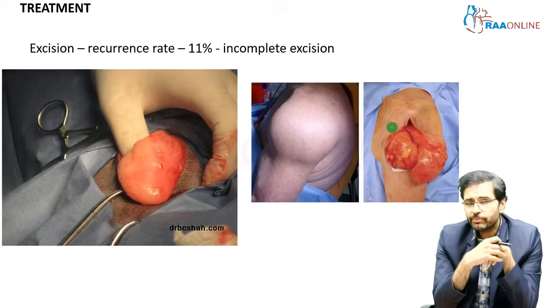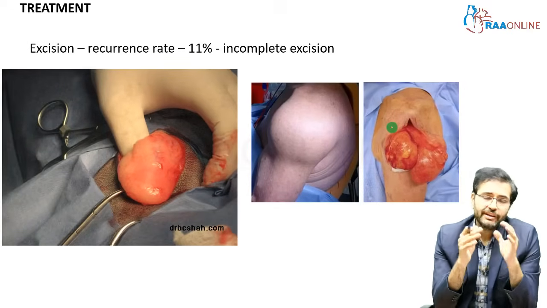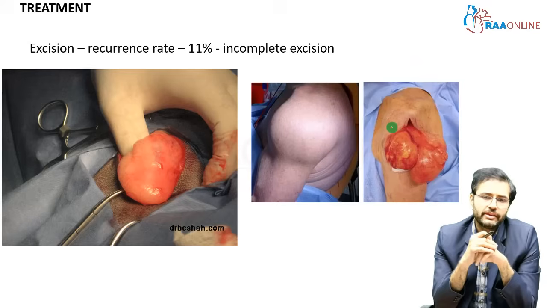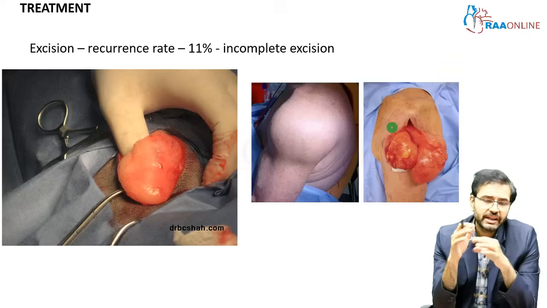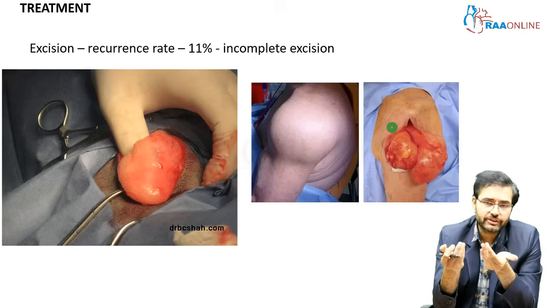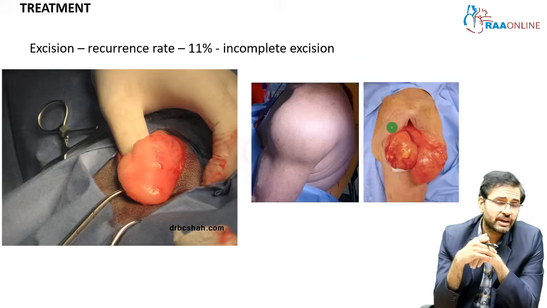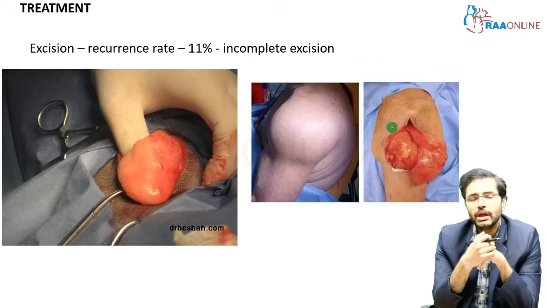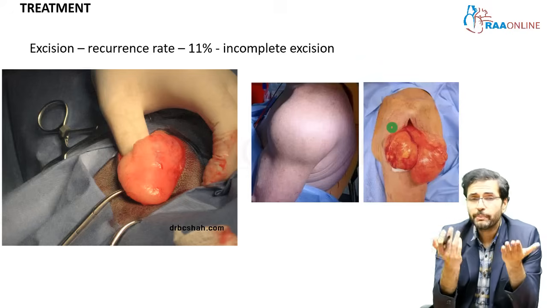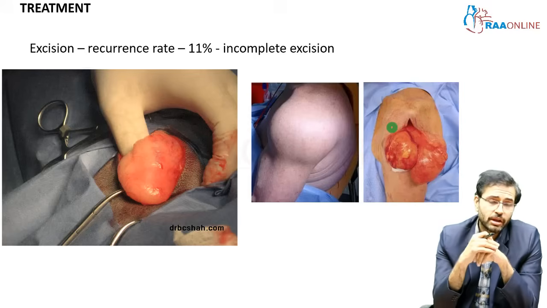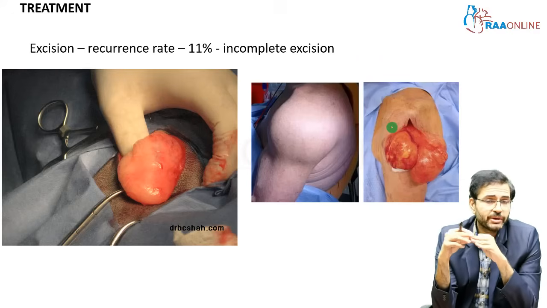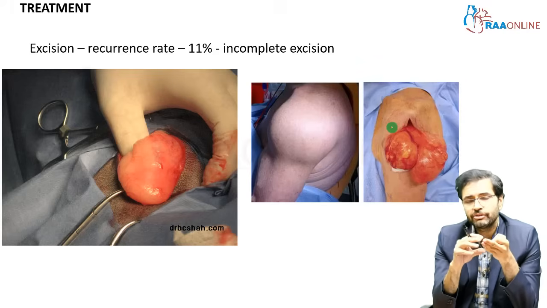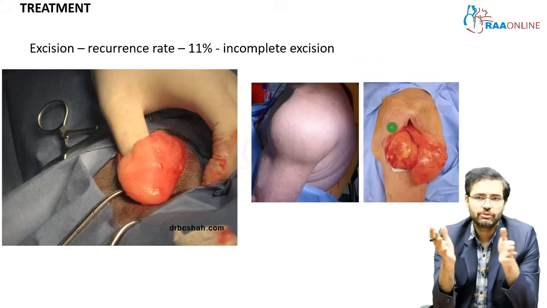The treatment of any lipoma is excision. If it is a localized single lipoma, then the chance of recurrence is pretty low. But if you have a diffuse lipoma, there could be an incomplete excision, and in such cases the recurrence rate is as high as 11%. When you have multiple lipomas, it may not be possible to excise each and every one. So those lipomas which are causing symptoms in the form of pain or restriction of movements, or cosmetic disfigurement, are usually excised, while the others are not.